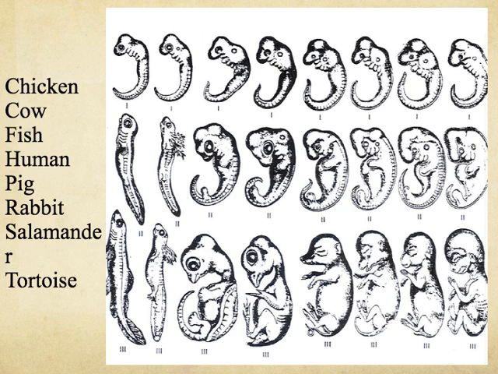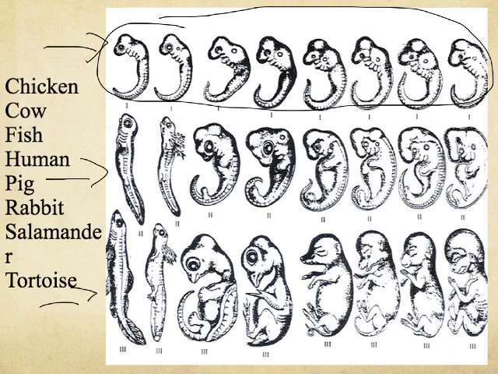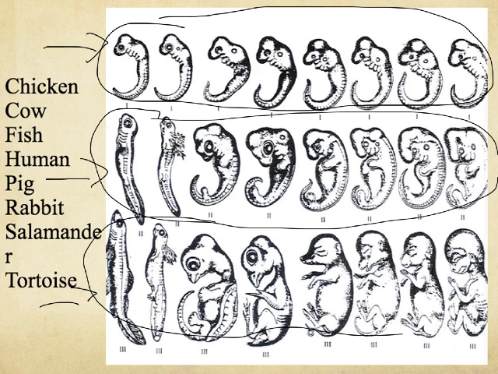So I love this picture. These are the embryos of various organisms at very early stages of development. These are a little bit later, and these are a little bit later. If you look at the earliest stage, you really cannot tell the difference between a chicken, a cow, a fish, a human, a pig, a rabbit, a salamander, or a tortoise. It's not until later that we really start to differentiate so that you can tell them apart.